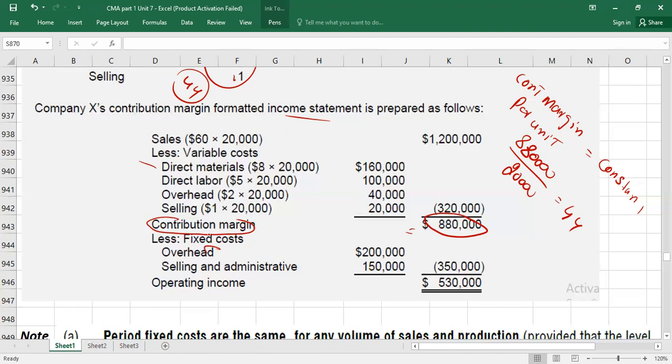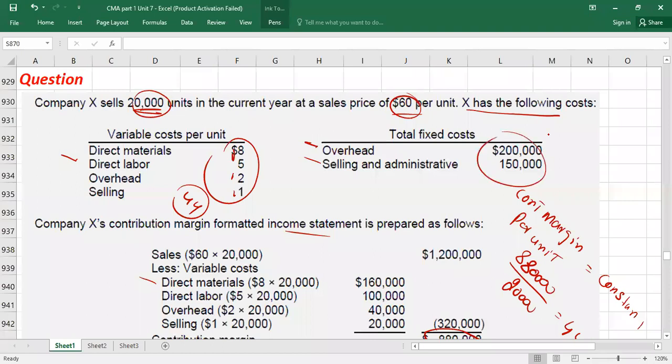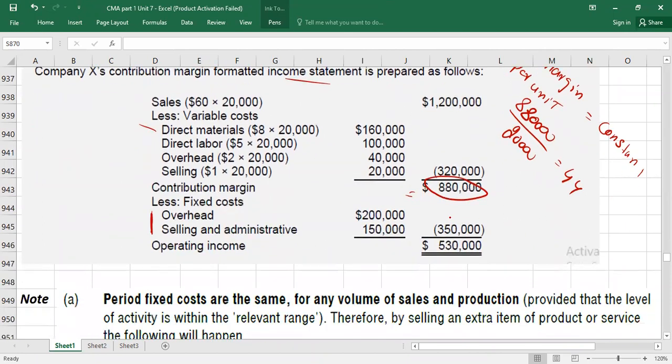But so far we have to deduct all fixed costs, relevant to production or non-production, which are given here in the question. Fixed costs are given here separately, 350,000, right? Because these are fixed costs, production and non-production. 350,000 I will deduct here. So this will give you operating income of 530,000.